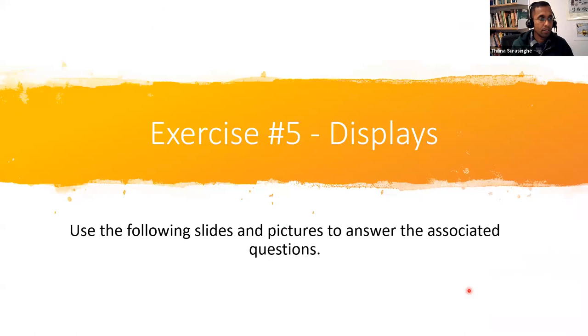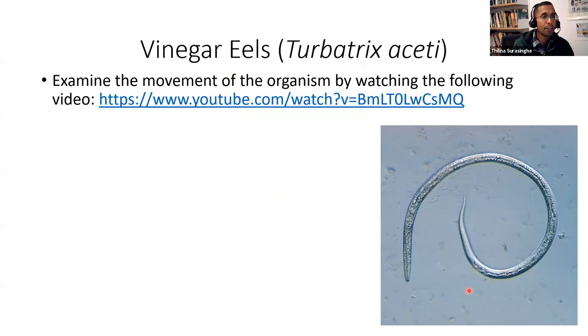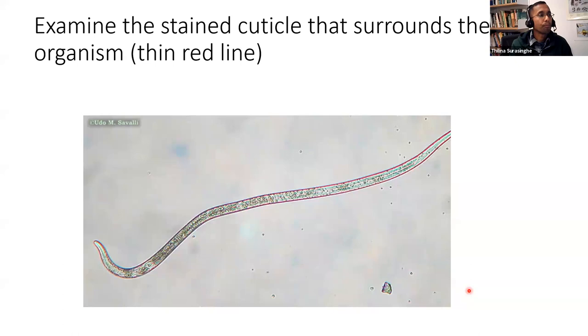The last part is going over the displays. Usually we provide them on the lab bench, but instead, we provide them as a picture and a YouTube video, right? Vinegar eels are really cool creatures. Again, nematodes, right? There are many of them in the sample they are looking at. Of course, we have the slide, which is the worm observed under a microscope. And then a couple of questions related to them.